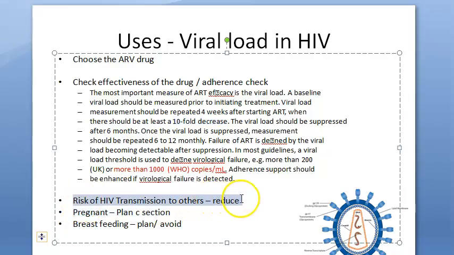Then if the viral load is less, there is less risk of transmission to others. If the patient is pregnant with high viral load during the delivery, or if you don't know the viral load at all, then they are planning a C-section, and they're giving zidovudine 3 hours before and during the C-section, until cord clamping. Zidovudine, remember. And breastfeeding, they are planning to avoid based on the viral load. Okay, that's all guys. Thank you.